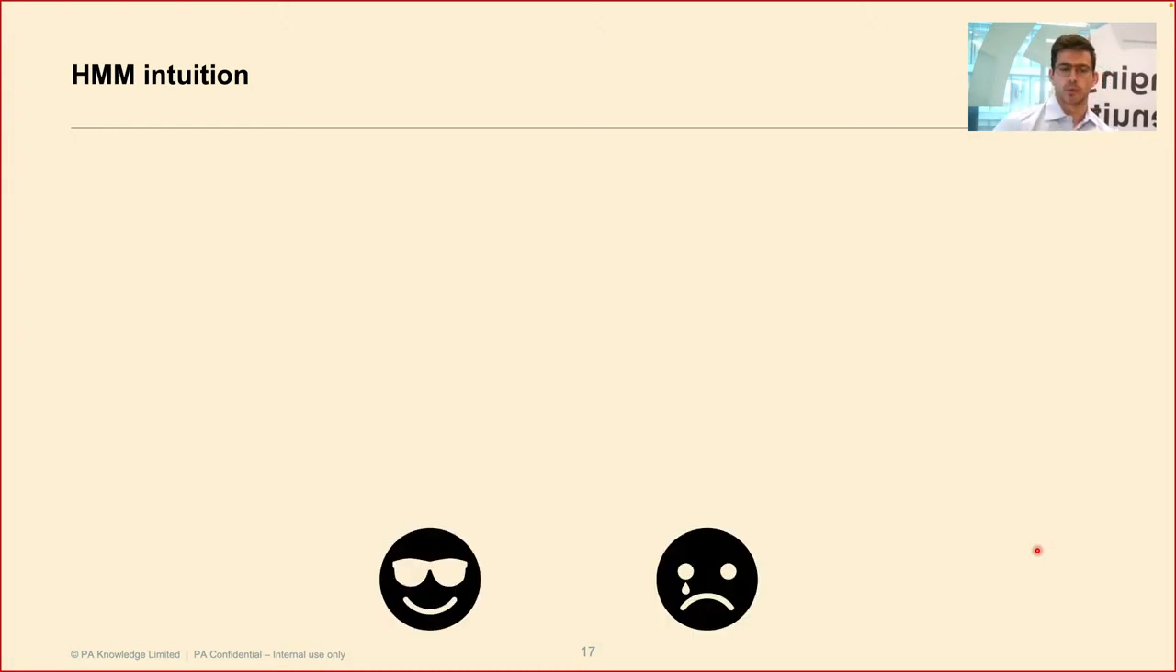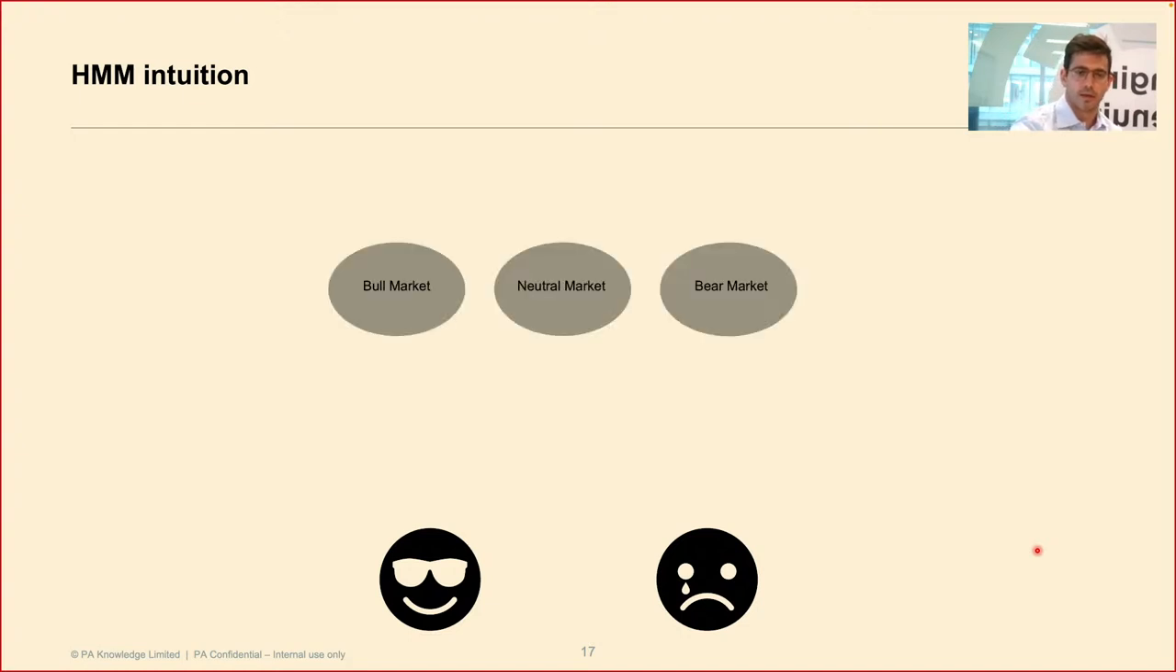So let's work our way to a hidden Markov model through an intuitive example. Imagine we are following a stock market trader on Twitter, and the only input we have from them is the sentiment of their comments and posts, and we can understand if they are happy or sad at any point in time only from that. Now, these are the only two observable states we have. So what causes the two observable states to happen in the first place? Of course, it's the state of the financial markets.